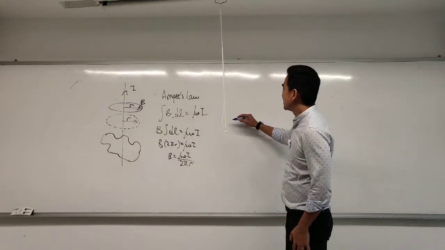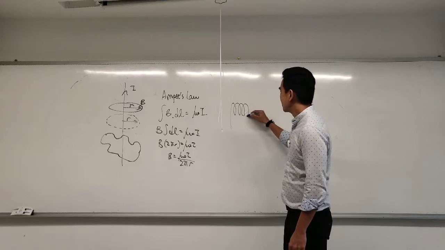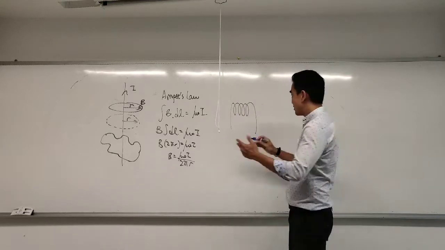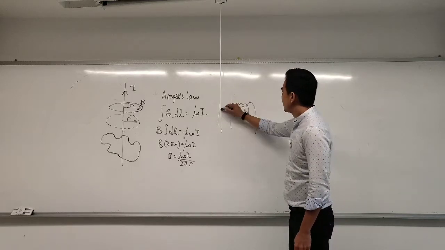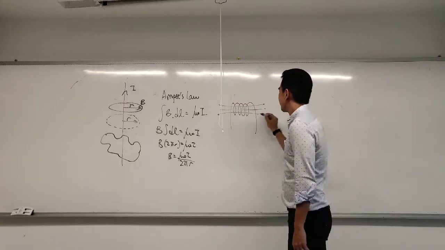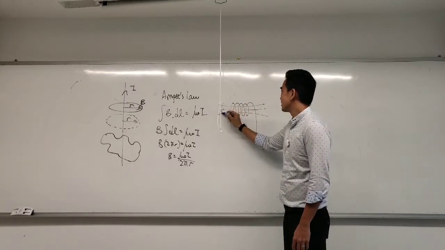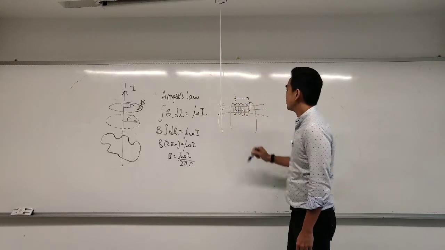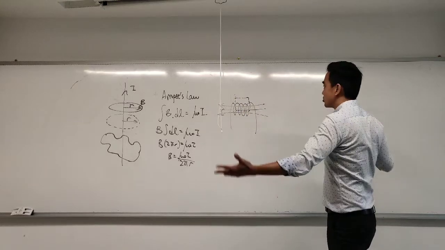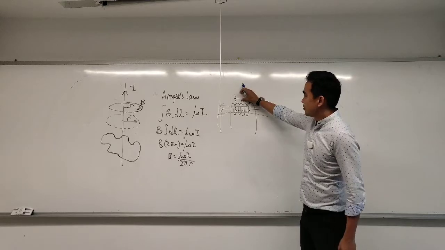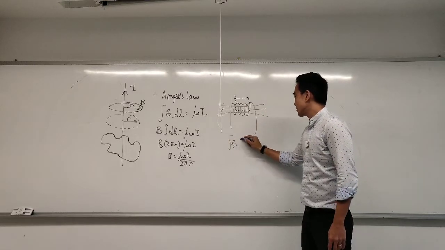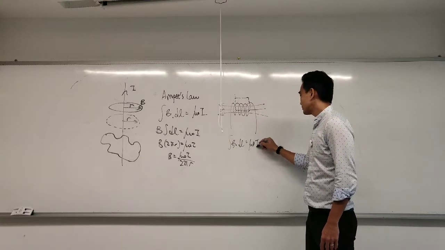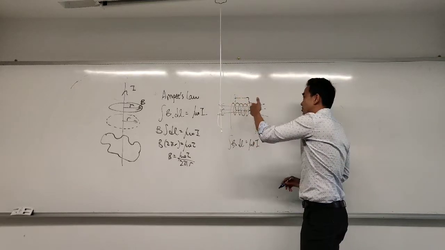I'm going to show you another typical application of Ampere's law, which is for a very long coil. The field pattern looks like this. If it is a very long coil, say the field goes like this, the Ampere loop we're going to choose is this loop over here. Because the coil is so long, the field outside is going to be zero, and the B dot dl at these two ends is going to be zero.